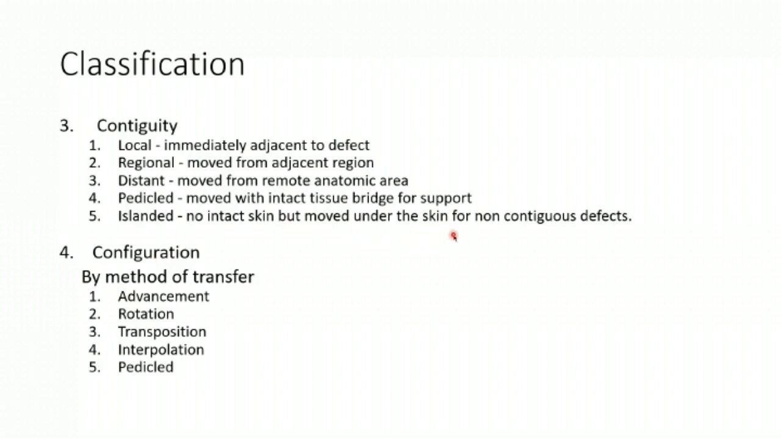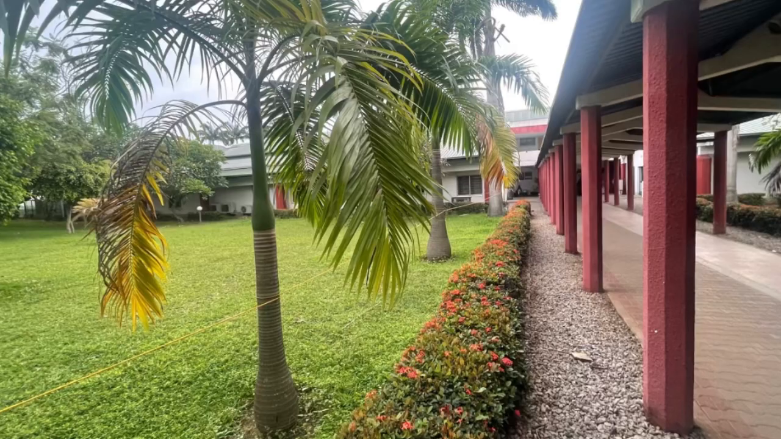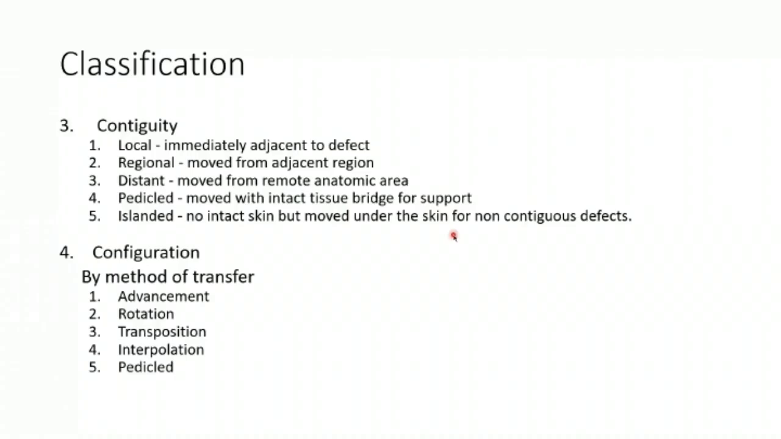It could also be classified by the method of transfer. It could be a simple advancement flap, rotation, or transposition. In transposition, the donor site is usually repaired by skin grafting, while rotation can achieve the aim of covering the primary wound defect and the recipient site as well. And it could be pedicled as well.